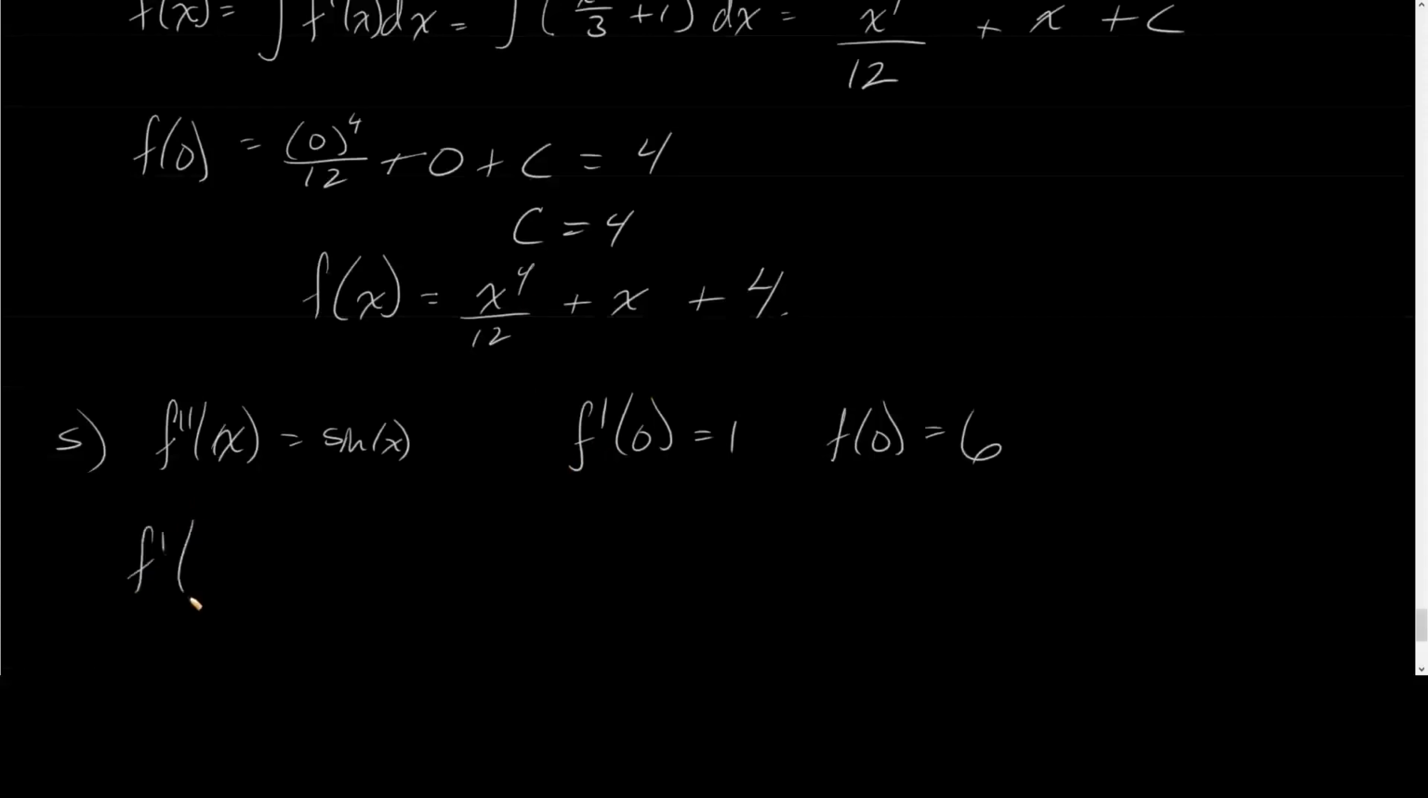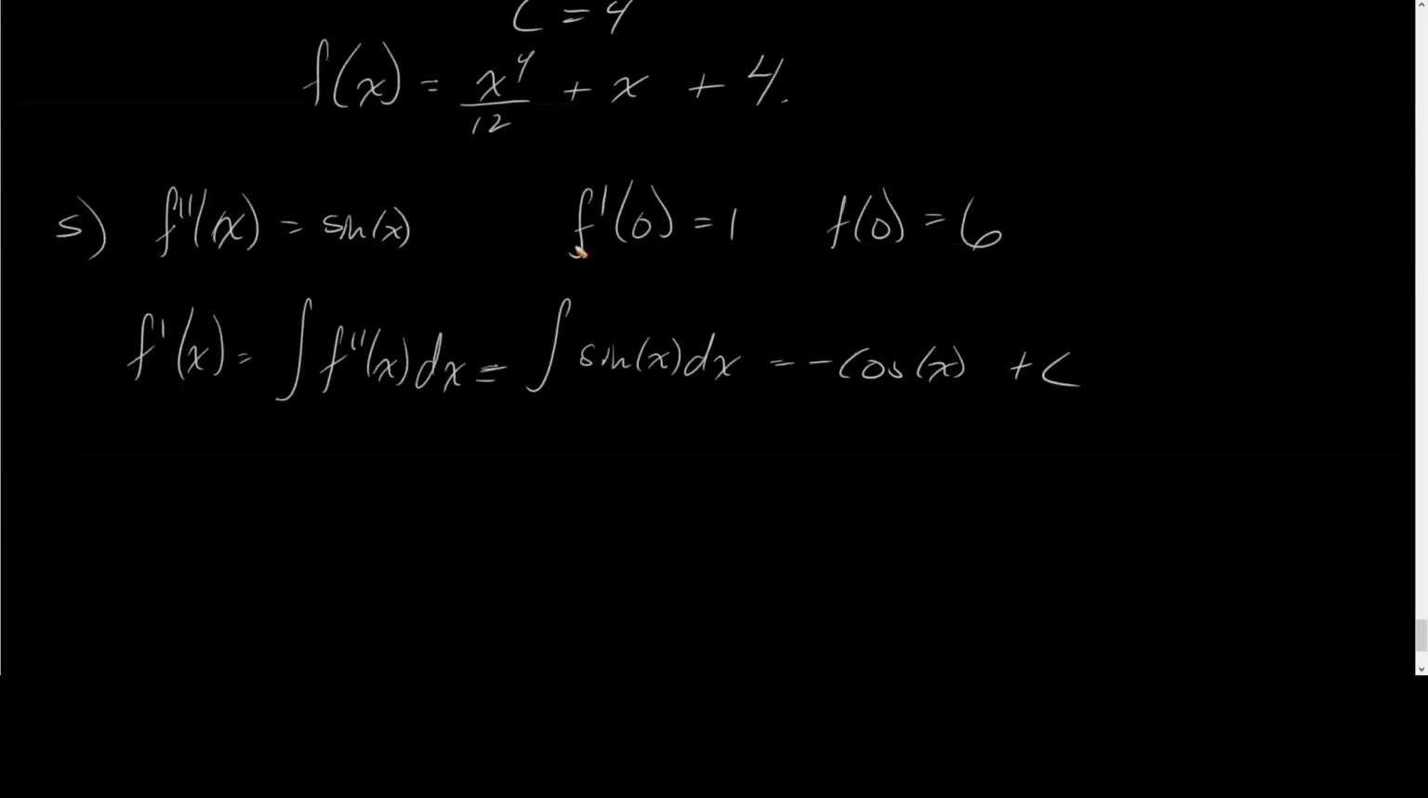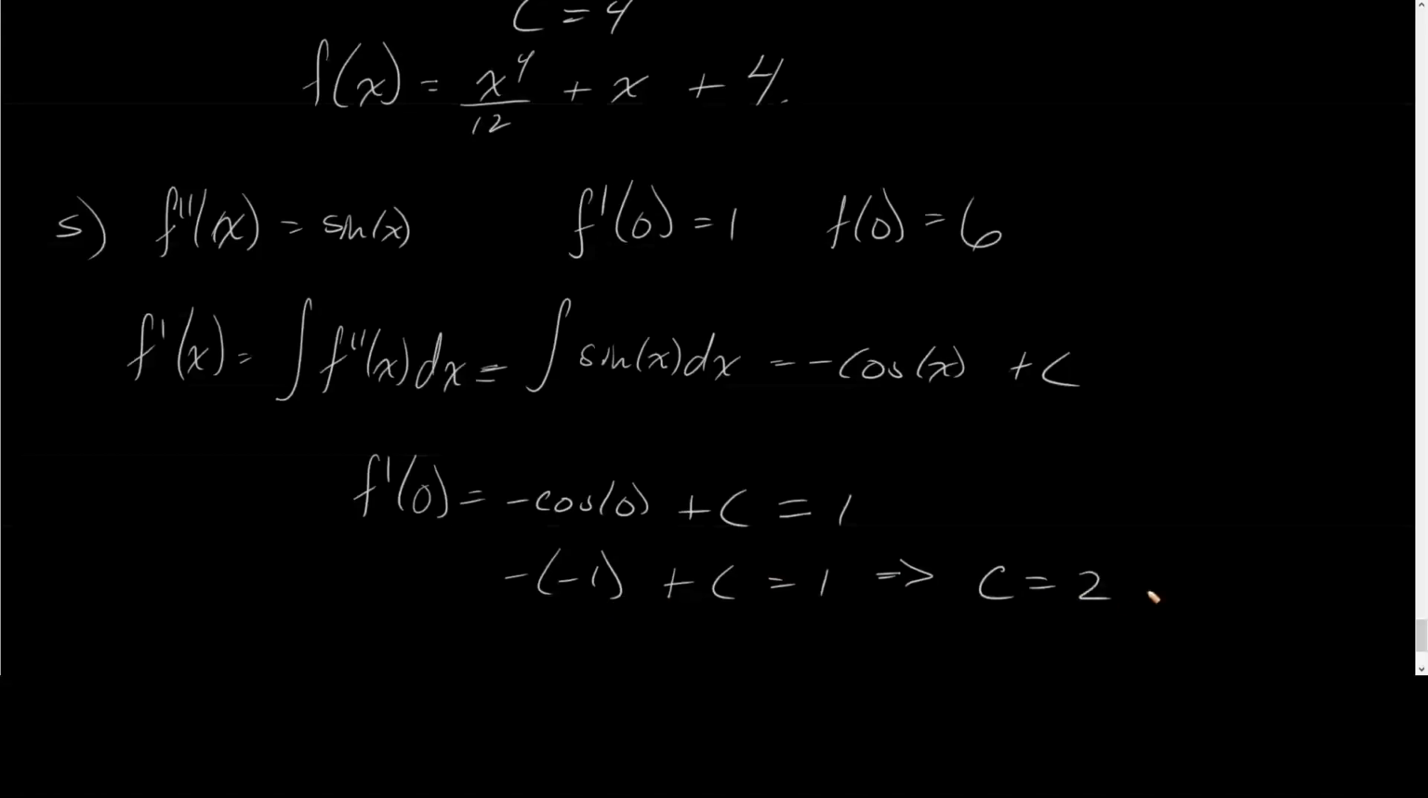So we know that f prime of x is the antiderivative of f double prime of x, which gives us the antiderivative of sine of x dx, and the antiderivative of sine is negative cosine plus c. But we know that when we plug in 0, we're supposed to get 1. So f prime of 0 will be negative cosine of 0 plus c, and that's supposed to give me 1. So in here, negative cosine of 0. Well, cosine of 0 is negative 1, so I have negative negative 1 plus c equals 1, which tells me that c is equal to 2.